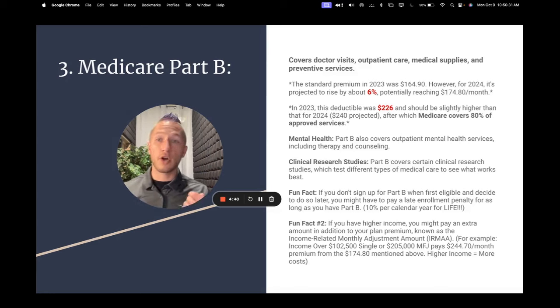Please note, whenever you're talking about any Medicare coverage, Medicare is going to cover 80% of the overall cost of the procedure. The other 20% is going to be on you. Again, if you're talking about your Part A or your Part B Medicare coverages.